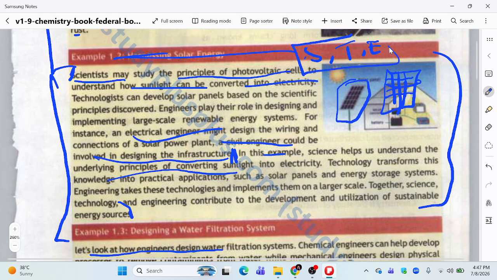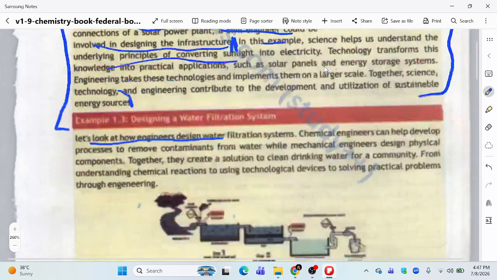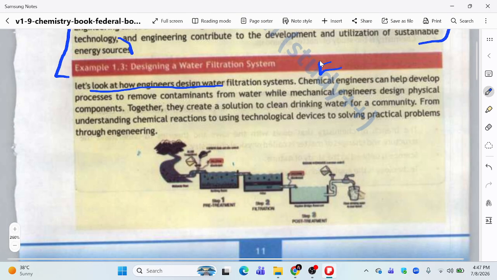These three are used in this. Over here only science is used, and over here only engineering is used. So it is designing a water filtration system. Chemical engineers help us develop the process of removing contaminants. Over here, see, some contaminants are there. Then they place it inside the solution. Then the clean water moves forward, and if any micro particles are still remaining, they are dissolved over here. The purest moves downwards, and then it is filtered. It is still filtered over here, and then over here we get our water, and this happens in milliseconds.